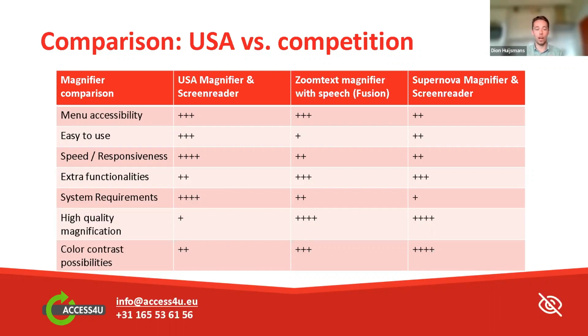As you saw, it is quite handy to make use of shortcut keys to operate the system, by mouse for example, or even by keyboard, which sets USA apart from its competitors, as these softwares are more complex in usage. And as I mentioned, the speed and responsiveness, which was also shown in the video, is really impressive, which also differs from ZoomText and the other competitors.